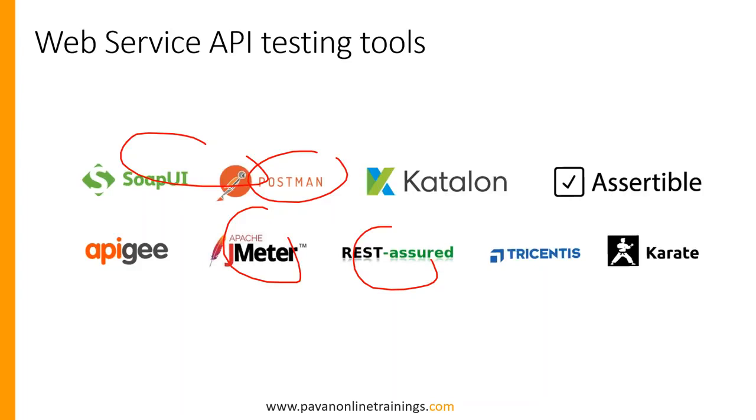Okay, so these are different tools available in the market to test web services as well as APIs. We can use these tools for local APIs as well as remote web services. In your sessions we are going to cover SOAP UI and then Postman, and also Rest Assured, which is another API actually. By using Rest Assured, we can automate the web services.